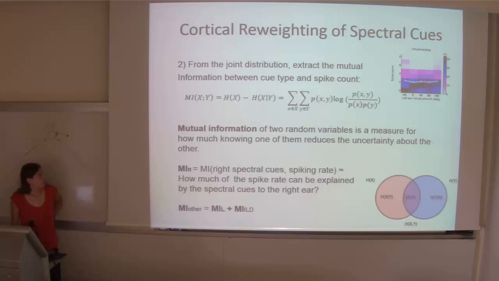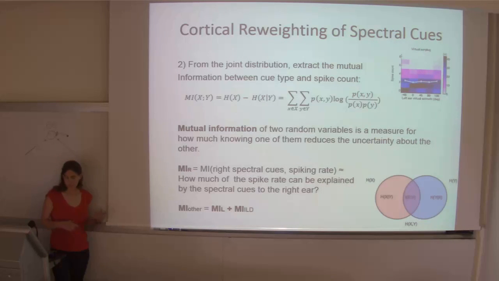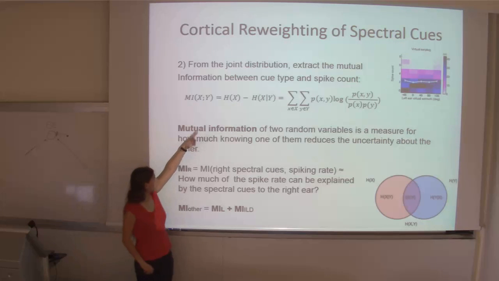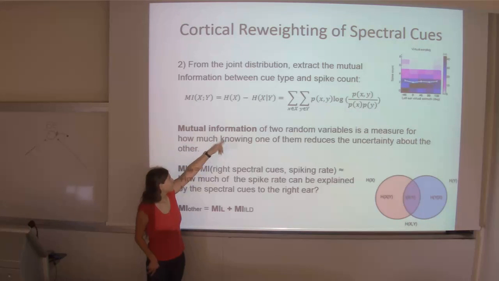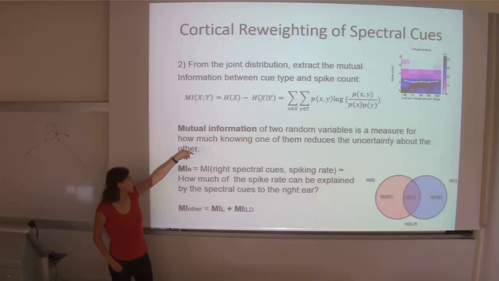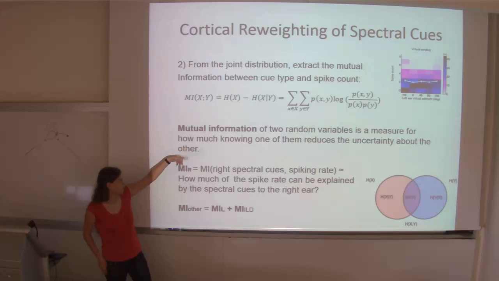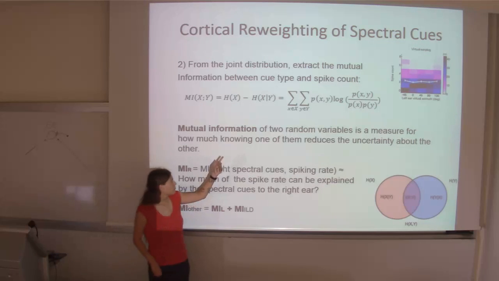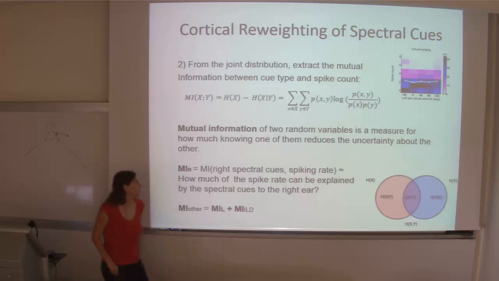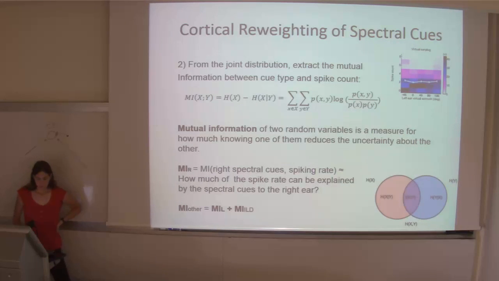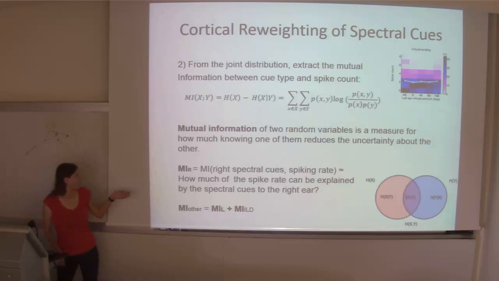So, from the joint distribution, they calculated the mutual information between the cue and the spike count. Now, mutual information is widely used in information theory, and it's a measure for two random variables of how much knowing one of them can reduce the uncertainty about the other. It's just the entropy of one variable minus its entropy given the other. So what we are left with is the entropy that can be explained by the other. And what's nice about it is that it can be calculated directly from the joint distribution. So they calculated the mutual information for the right ear and the spiking rate, and for each other cue and the spiking rate.